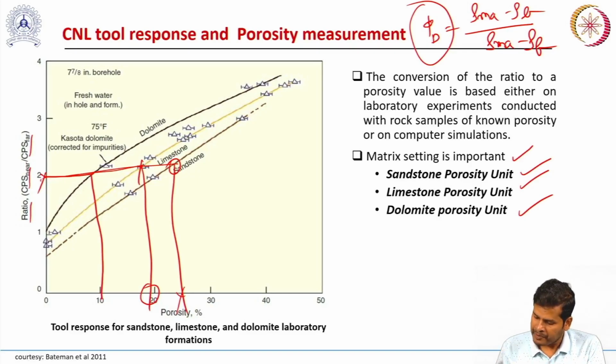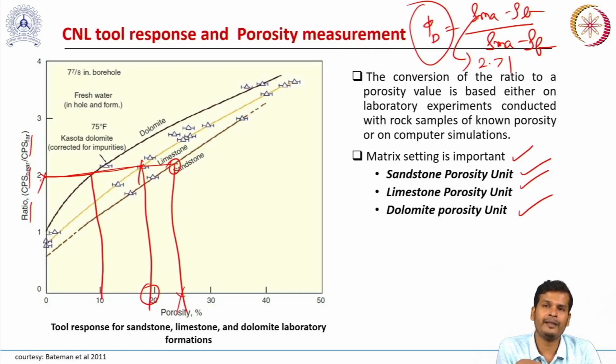Why? Because whatever the matrix setting that we have used, if the formation is sandstone and I have presented the raw data in terms of limestone matrix setting, that means rho ma I am putting for what? Limestone, around 2.71, but my actual formation is sandstone. Then the apparent density porosity would be wrong.